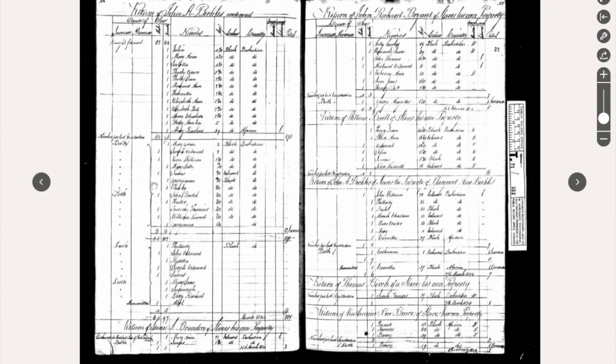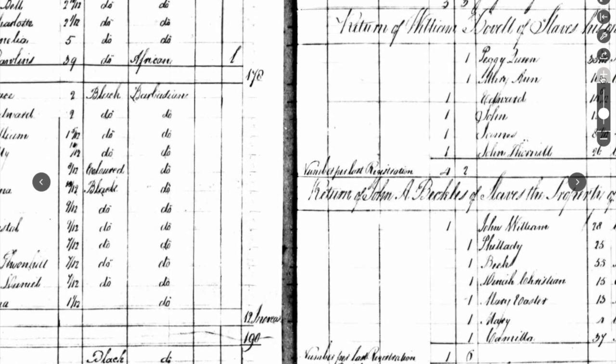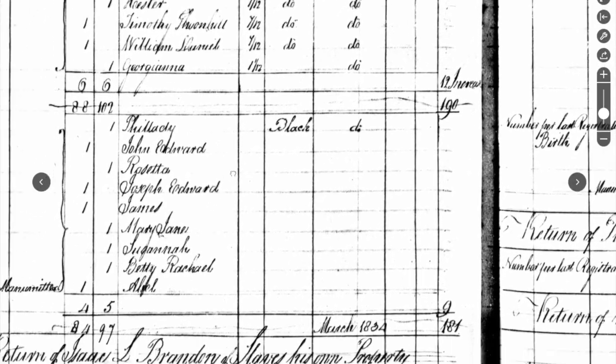So this is the returns of a variety of people. You can see the first one is John Beckles, and then here's the one that we want, which is Isaac Lopez Brandon. So we're going to scroll in and then go down, and I'm going to explain what each of these categories means. So it's the return. That means the people who are registered to Isaac Lopez Brandon, slaves on his own property, meaning people that he owned.